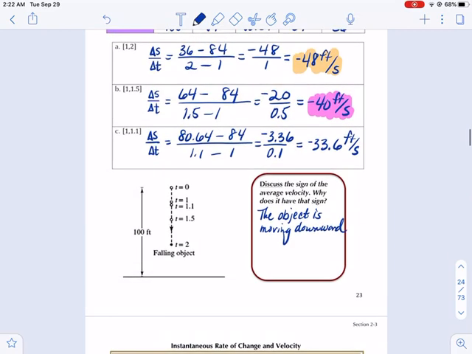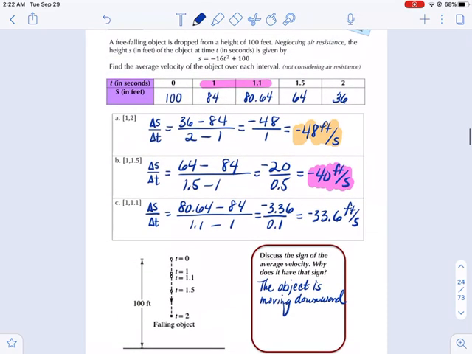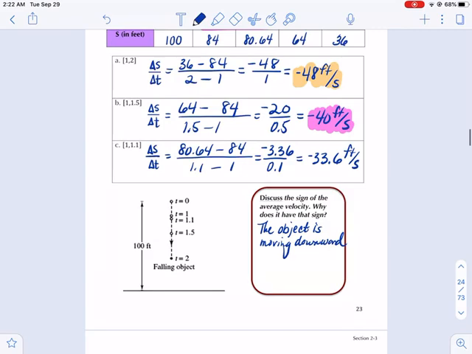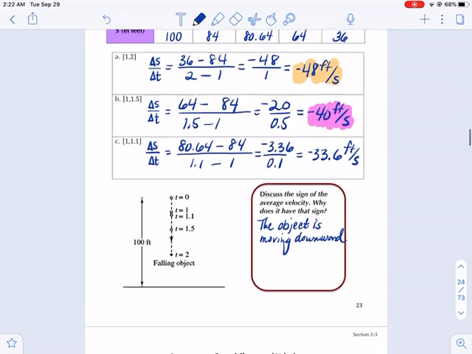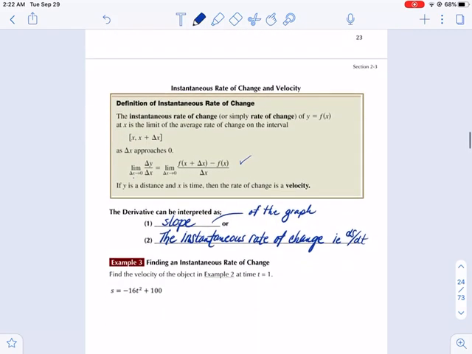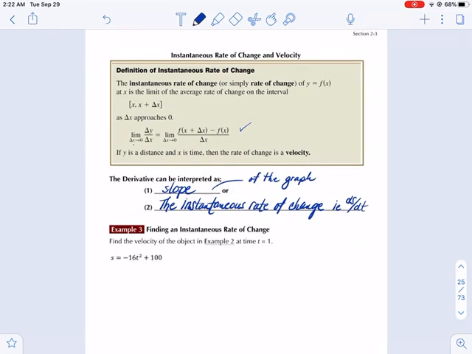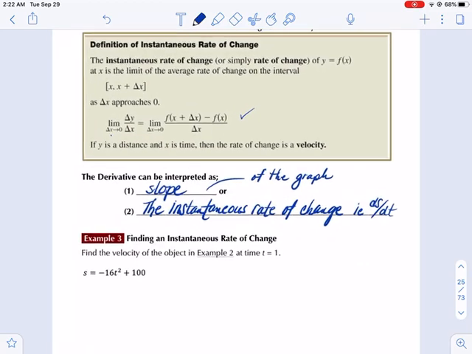And generally, gravity, as it pulls you down, that's considered the negative direction, and the positive direction is, of course, going upward. But we can talk more about that. That's not a biggie. So, instantaneous rate of change, velocity.